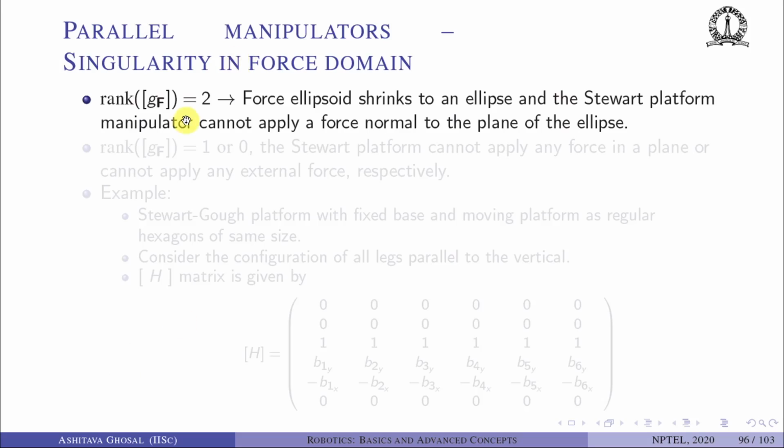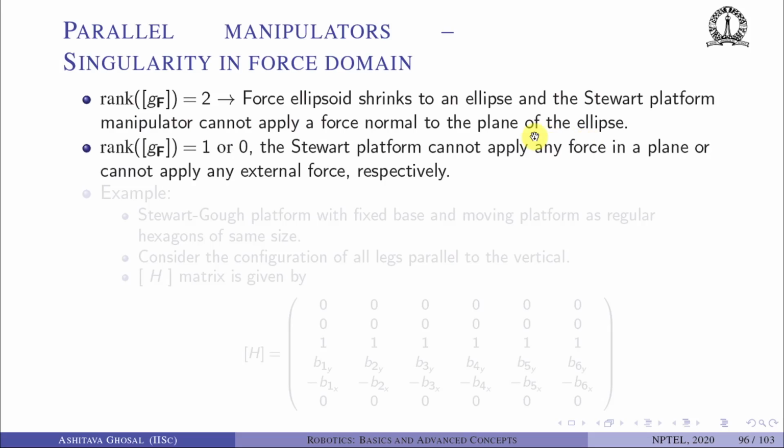If the rank of G_F is 2, the force ellipsoid shrinks to an ellipse and the Stewart platform manipulator cannot apply a force normal to the plane of the ellipse. If the rank of G_F is 1, the Stewart platform manipulator cannot apply a force in a plane, and if it becomes 0, then it cannot apply any external force.